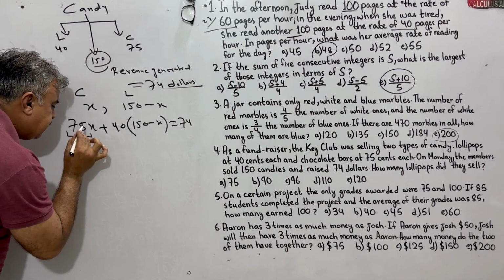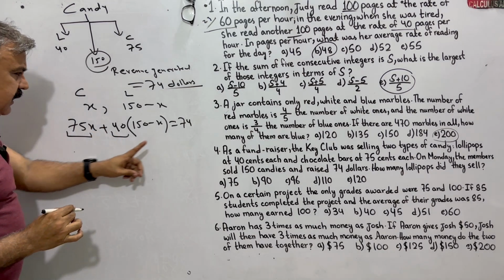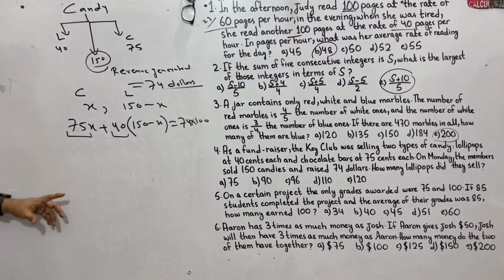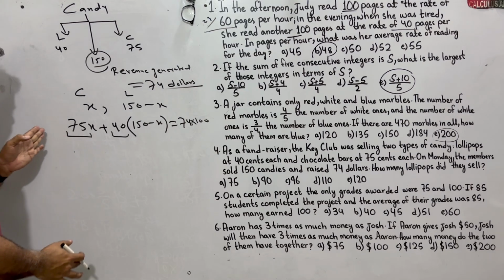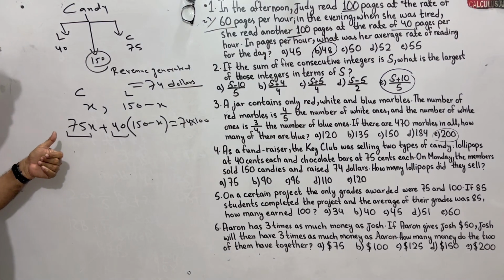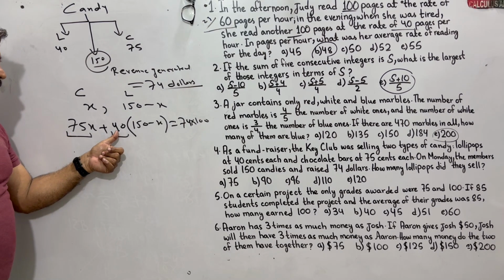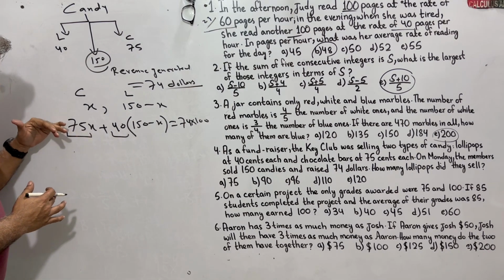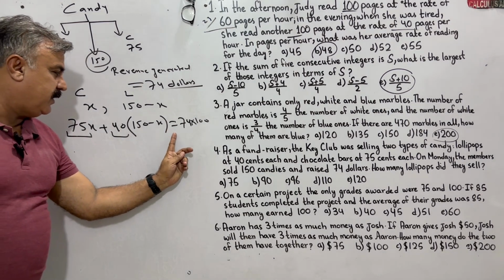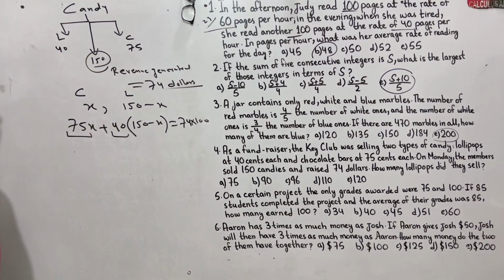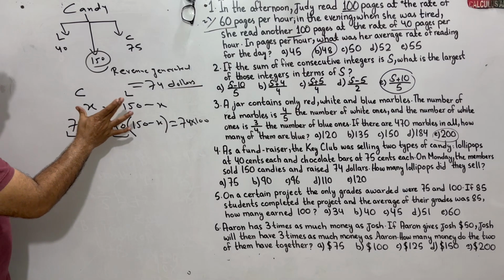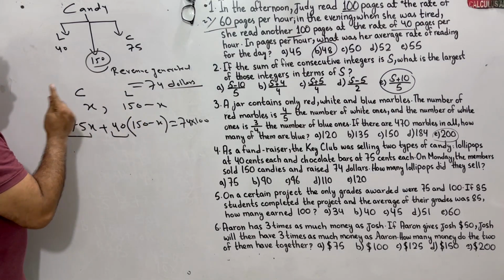75 is in cents, 40 is in cents. Let me convert the dollars into cents by multiplying by 100, so I have the same unit, cents. Or else I have to divide 75 and 40 cents by 100 in order to convert them into dollars. On the other hand, I have converted dollars into cents by multiplying by 100. Look at this: the total number of candies is 150, so I can easily split them. I am going to solve this in a single variable.